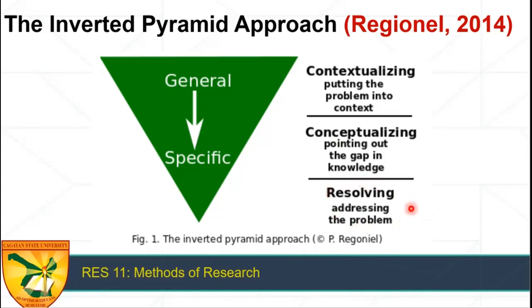So again, for the inverted pyramid approach, you have from general to specific. This is deductive. And what you will do is contextualization, conceptualization, and resolving. If you compare this with the four element approach, contextualization is looking at the known, conceptualization is looking at the unknown, resolving is the part for despite and hence.